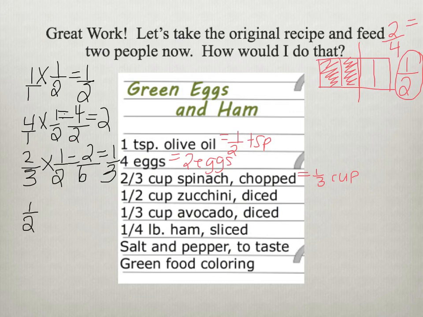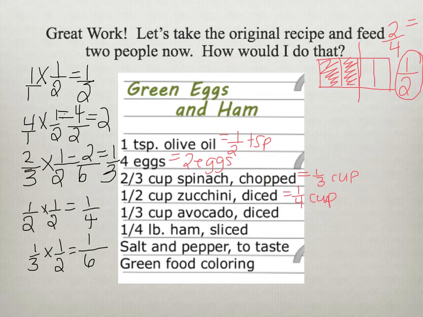1/2 of a cup of zucchini times 1/2. 1/2 times 1/2 is 1/4. So I need 1/4 of a cup. I have 1/3 of a cup of avocado times 1/2. I get 1/6. So I need 1/6 of a cup of avocado. And the ham is 1/4 times 1/2, which is 1/6. Or sorry, 1/8. I don't know why I said 6. So I get 1/8 of a pound of ham.